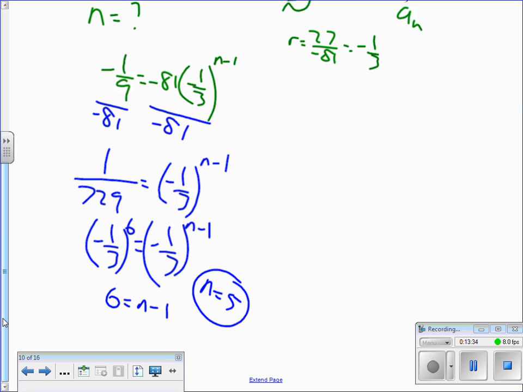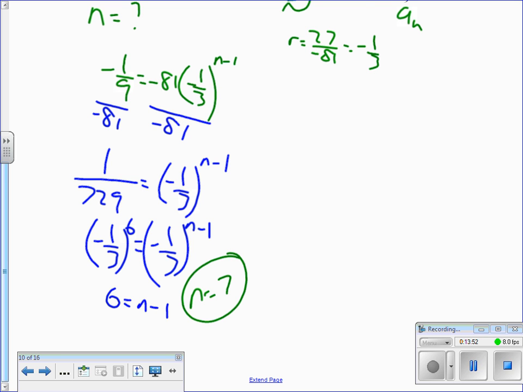There is another way to do this. You're right, 7. Thank you, my bad, 7. I do that often. n equals 7. Thank you very much. I do that a lot. I don't know why.